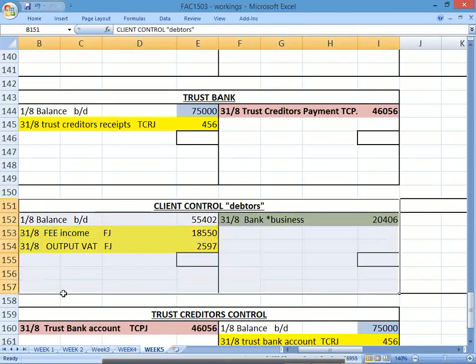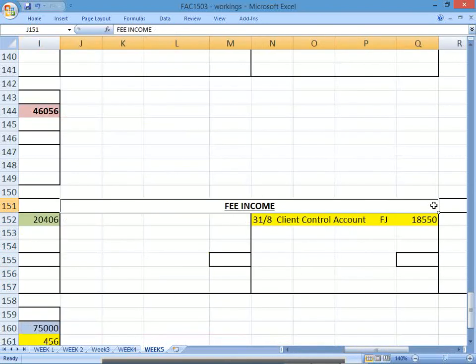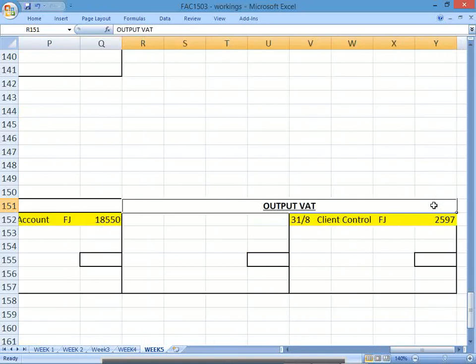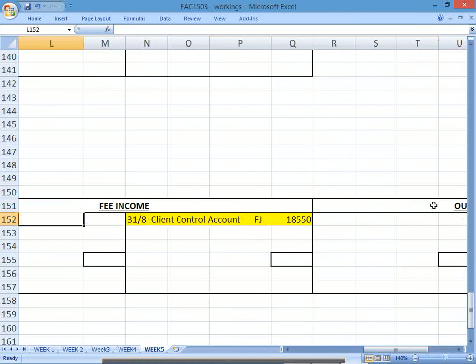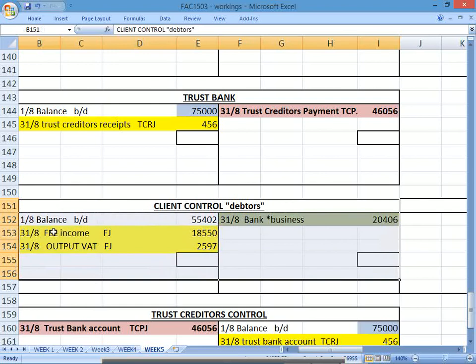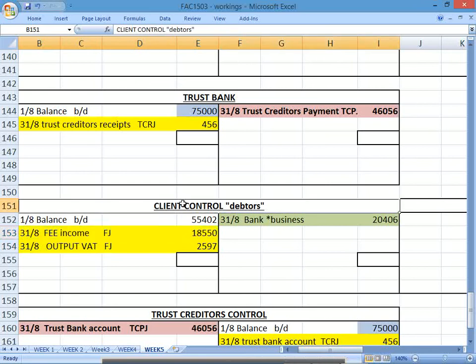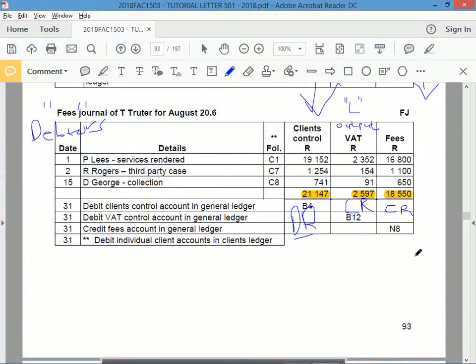You're probably going to get asked about these accounts because they're specific to law practices. They're not really going to ask you about drawing up this account. I doubt they're going to ask you to draw up a fee income account or an output VAT account. It's just the contra account, that's all. Just remember that in the client control account, you must reference the contra accounts. So you don't write down the same heading here. You won't see client control here because it's referencing a separate account. As long as you've got different account names here in the account, then you're fine. All right, then the last bits.